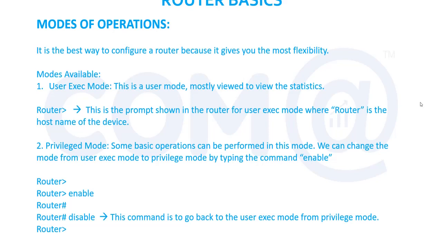How can you find out? It is the greater than symbol, and we can just mention it is the user execute mode. And what about the second mode? It is the privilege mode. From the first mode to the second mode we can move by typing the command enable, so that you can get into the privilege mode.